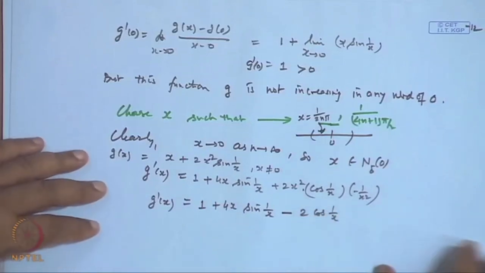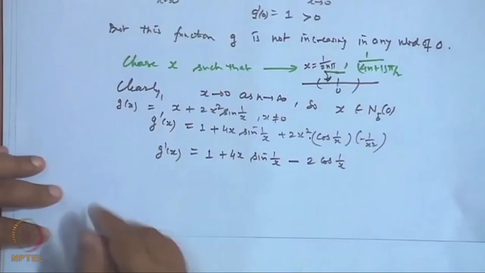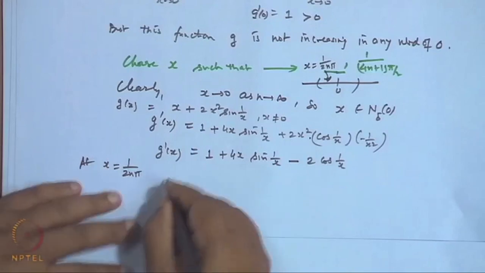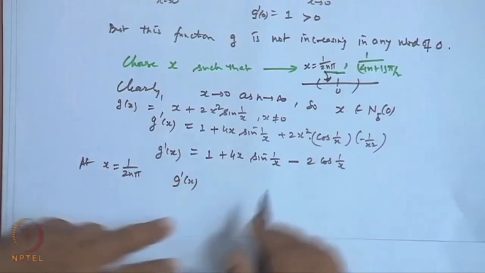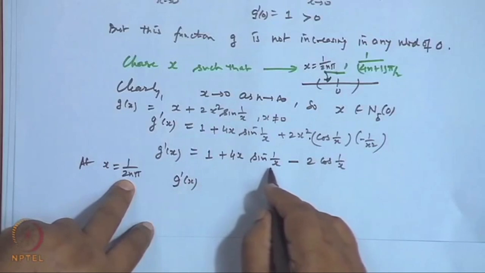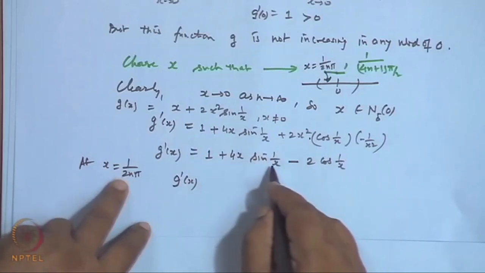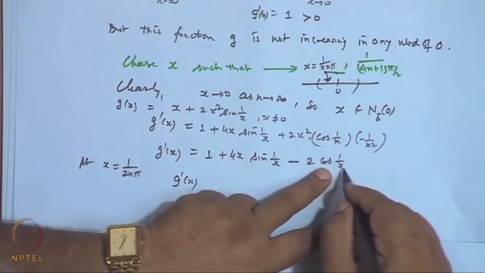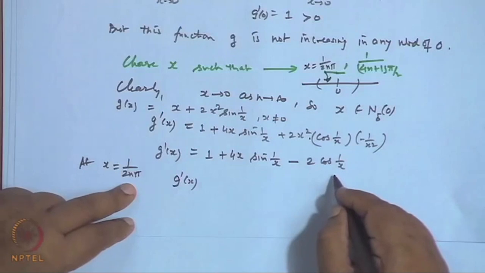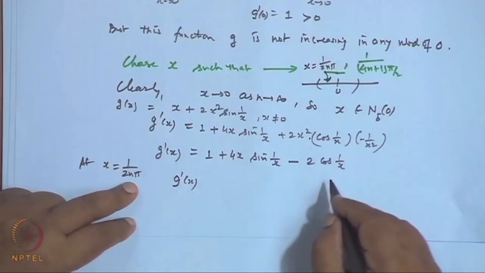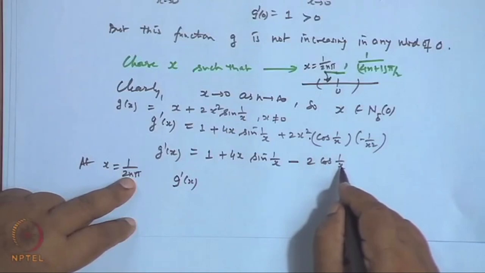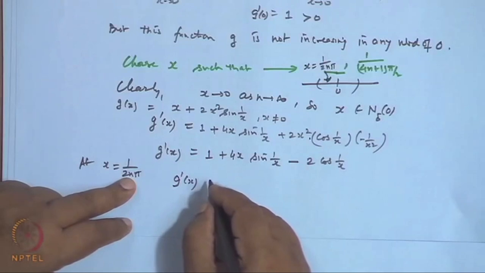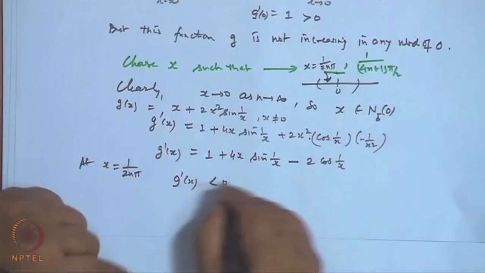Now, you see, if I take x equal to 1 by 2n pi, the derivative g prime x, any integral multiple of pi gives sin equal to 0. So, sin 1 by x becomes 0 and this part is not there. Cos of 1 by x, when you take the multiple of 2 pi, cos 0 is 1, cos 2 pi is 1. So, it will always be 1, and the value will be minus 1. So, it will be negative, 1 minus 2, which is minus 1, at this point.